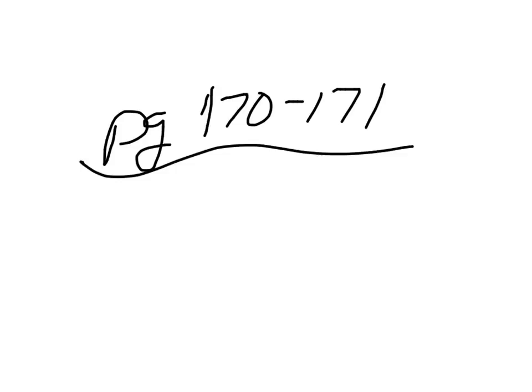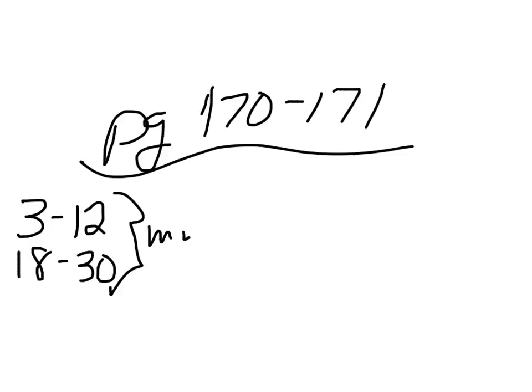So, on page, Bryce, would you read that? 170 to 171? 3 through 12 multiples. And what was the next one? I didn't get that. Or 18 to 30? Yep. Multiples of 3, 38, 42 all. And then what was the last one?